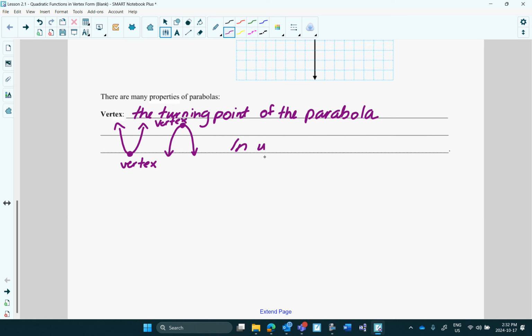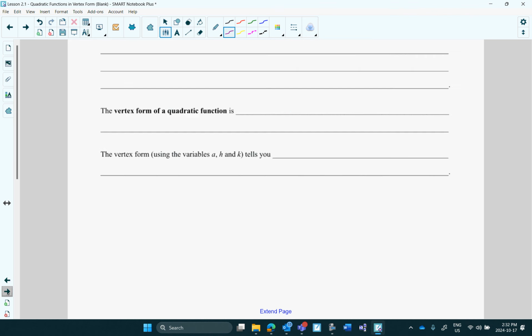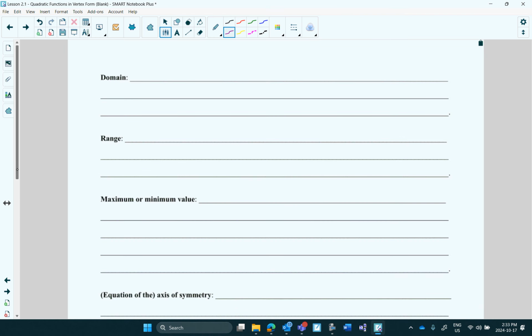So in y equals x squared, and remember I could have put f of x, what's the vertex again? 0, 0. The vertex is always a point. Okay? So that's the first thing. First word you should be familiar with when talking about quadratic functions and parabolas. The next two you are familiar with.